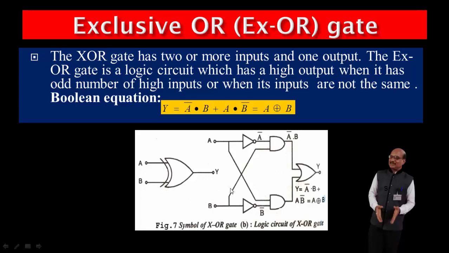Now how to remember this diagram? If you remember this equation, Y is equal to A complement dot B plus A dot B complement, let us see. Firstly we draw the logic diagram for this A complement dot B. So we have 2 inputs A and B. What I need is A complement. So how can one complement the input? By using a NOT gate. So A is given to the NOT gate, then it becomes A complement.